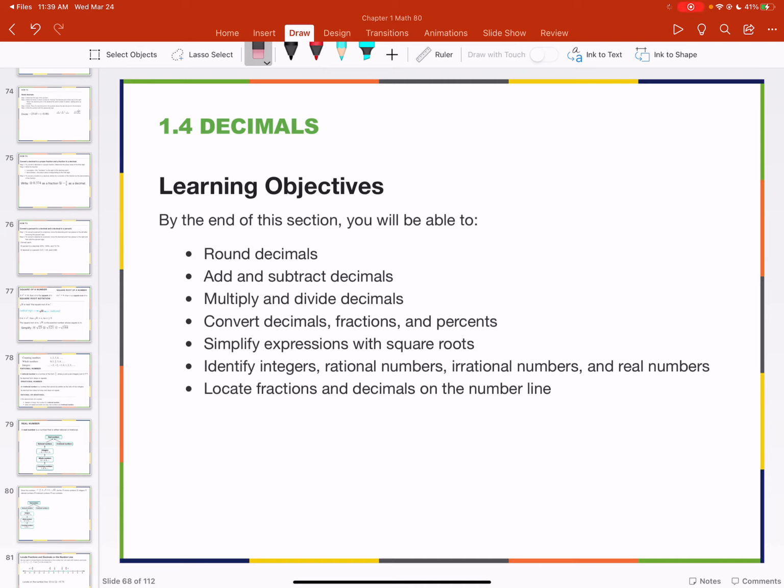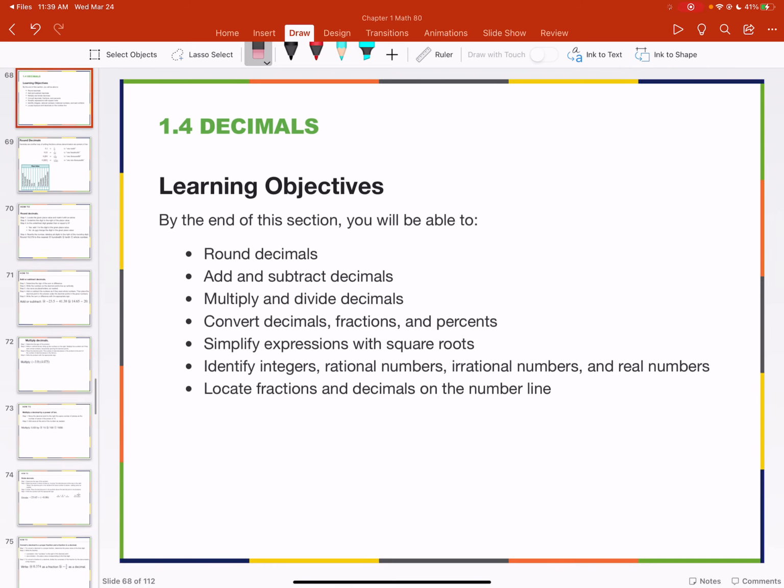Hi everyone, welcome to section 1.4, which deals with decimals, and we're going to be talking all about decimals, rounding, adding, subtracting, multiplying, dividing, converting to fractions, percents, simplifying square roots, integers, and locating them on the number line.